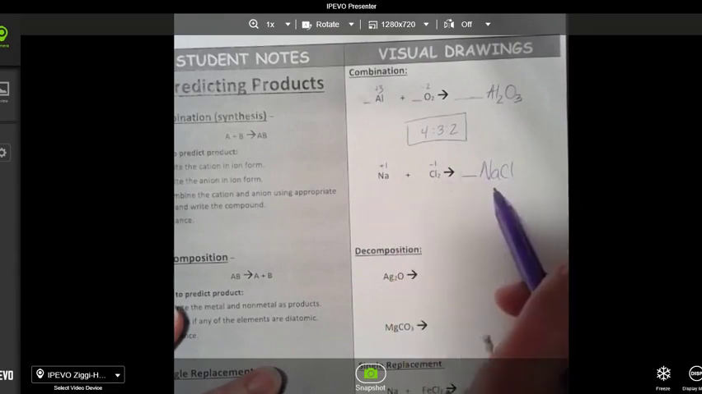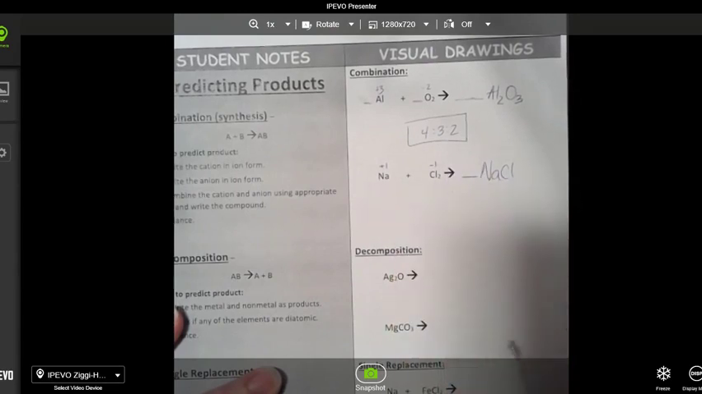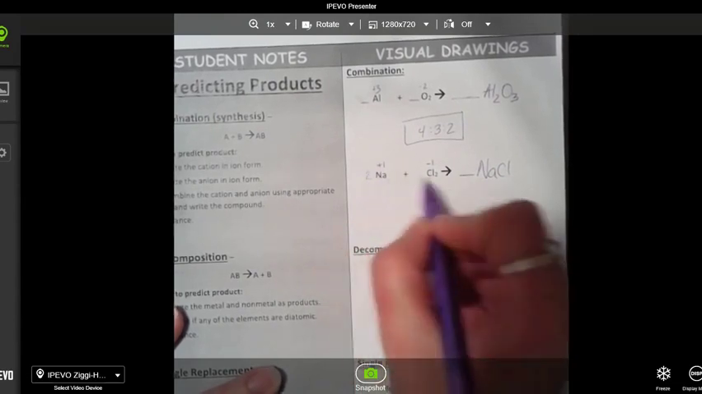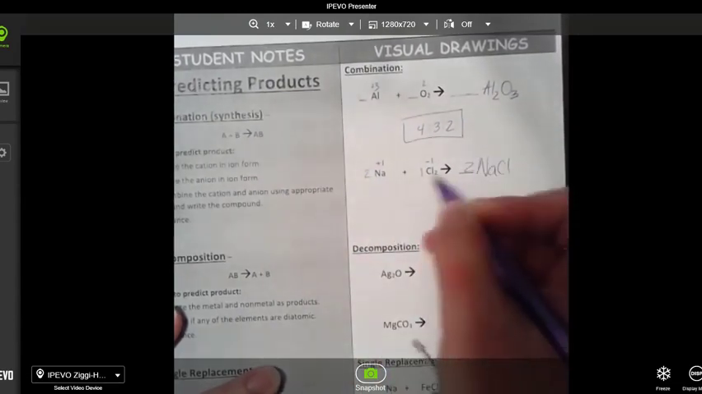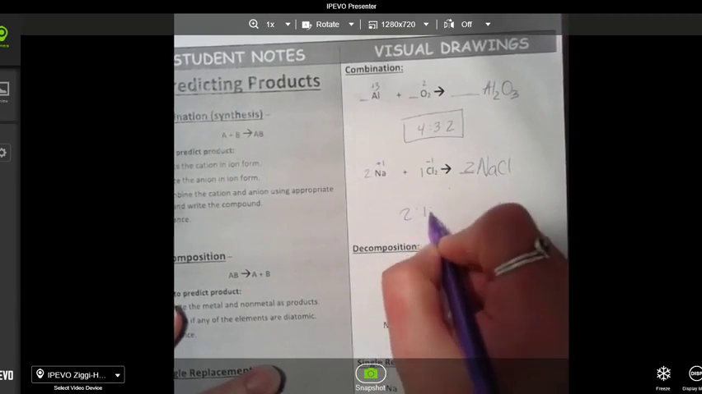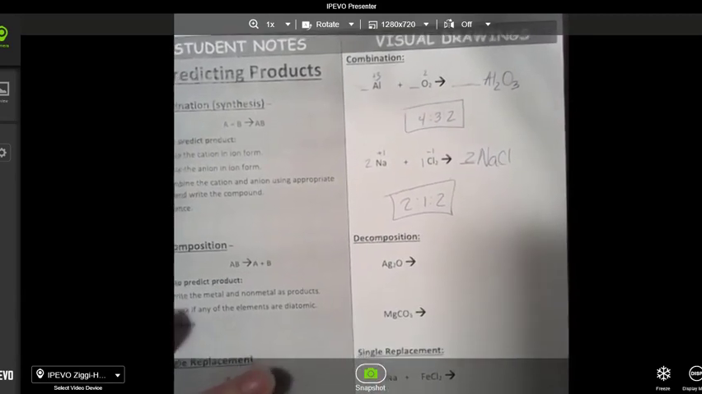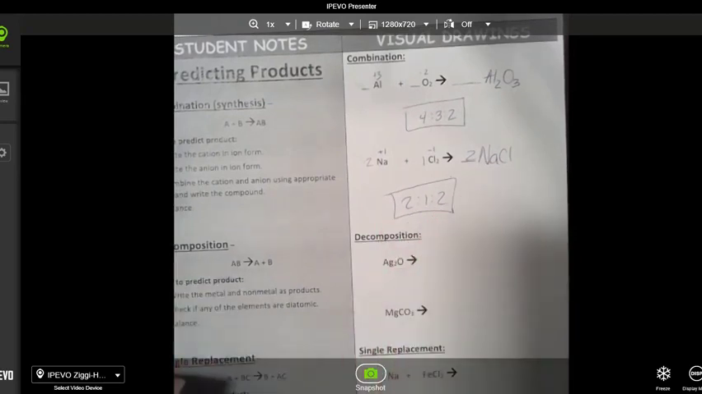And then once I figure out what my product is, now I have to balance. When I balance this, I'm going to end up with 2, 1, 2. Now I'm not doing the balancing examples because you guys already know how to do that. So I'm not going to waste time and sit here and balance. I'll just tell you what the ratio is.